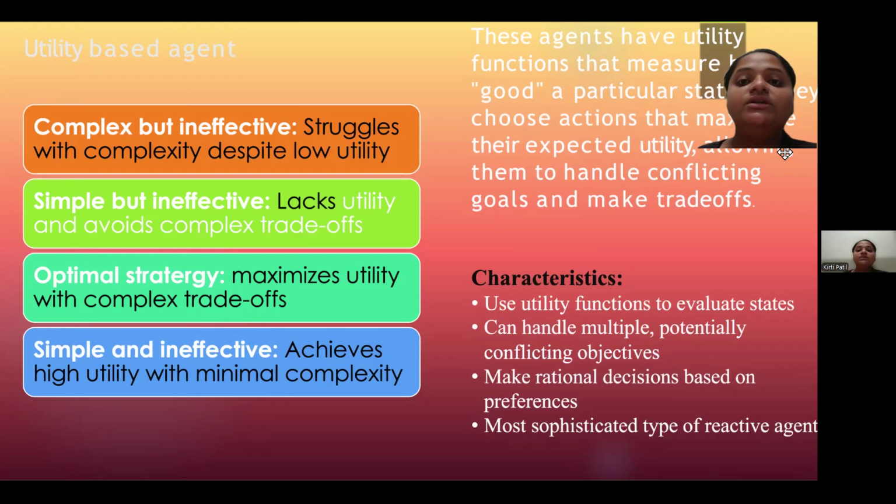The agents have utility functions that measure how good a particular state is. They choose actions that maximize their expected utility, allowing them to handle conflicting goals and make trade-offs.